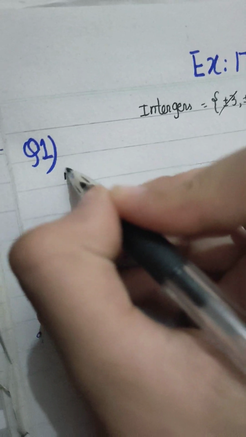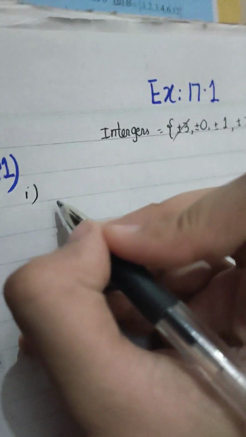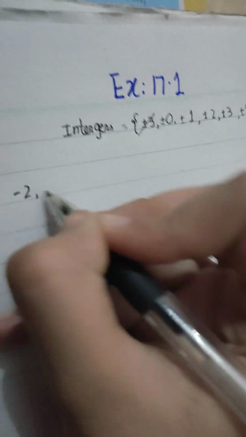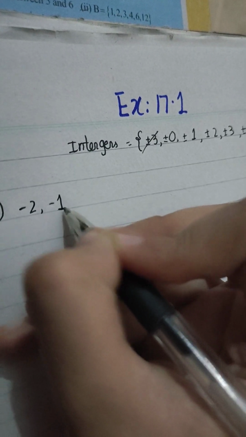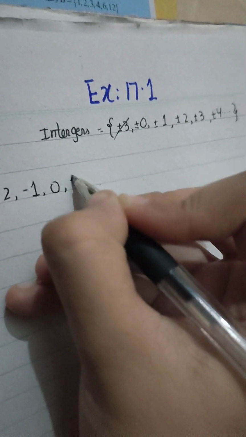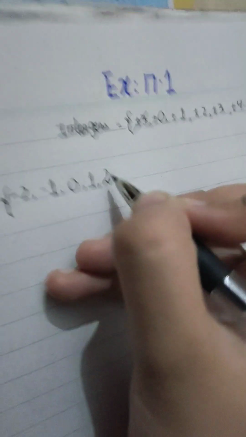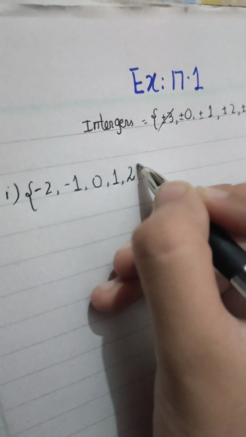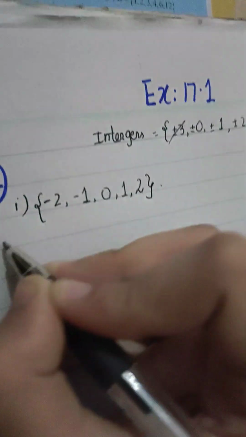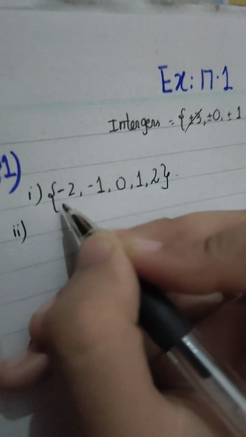For question number 1, the integers that come between -3 and 3 are -2, -1, 0, 1, and 2. Always remember that sets are always written in curly brackets.